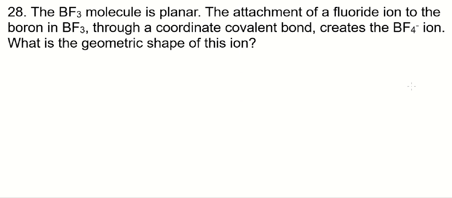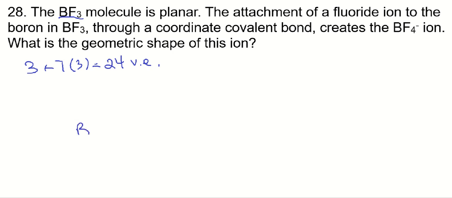Number 28, we have a BF3 molecule. We're going to combine that with a fluoride ion and get the tetrafluoroborate ion. Let's start by drawing the lowest structure for the boron trifluoride molecule. Boron contributes 3 valence electrons. Fluorine contributes 7 each, but there are 3 of them. 21 plus 3 is going to give us 24 valence electrons to work with.